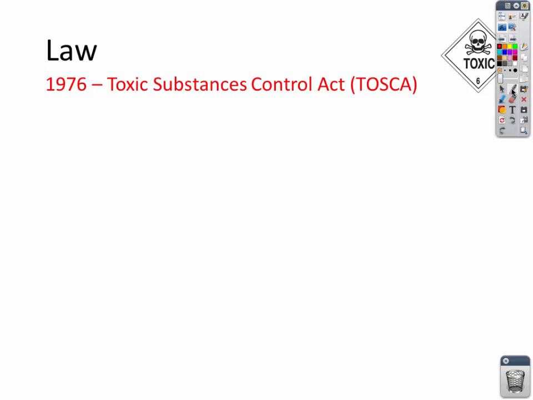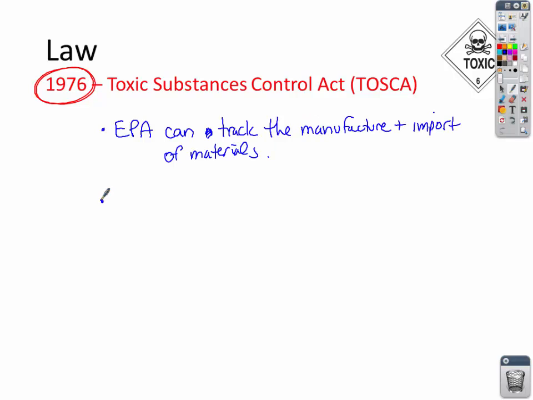A second law. RCRA was the start. Also in 1976 we have TSCA, the Toxic Substances Control Act. What TSCA does is that, as of 1976, the EPA can track the manufacture and import of different chemicals. Not only can the EPA track the manufacture and import of chemicals, but it can also require testing and reports regarding the safety of those materials.